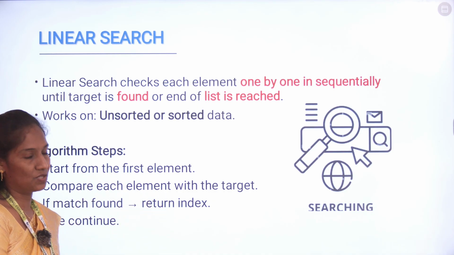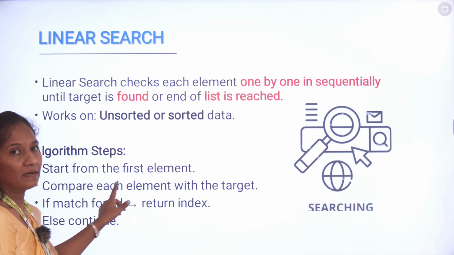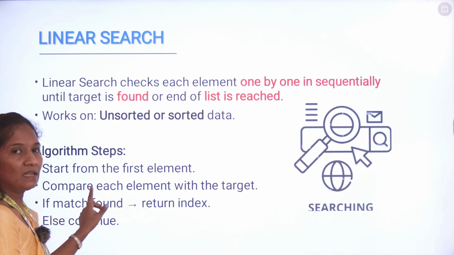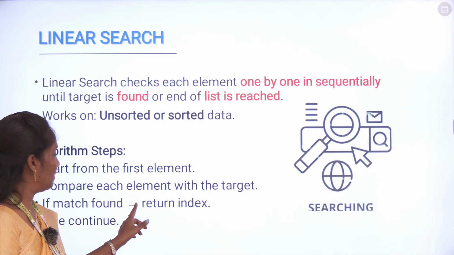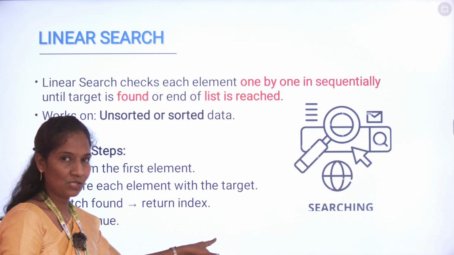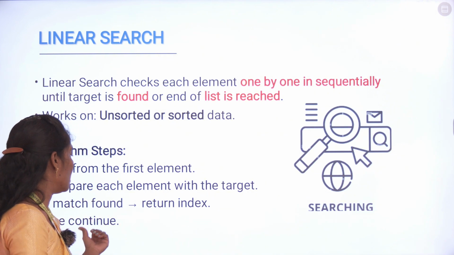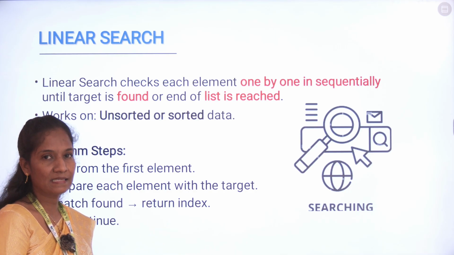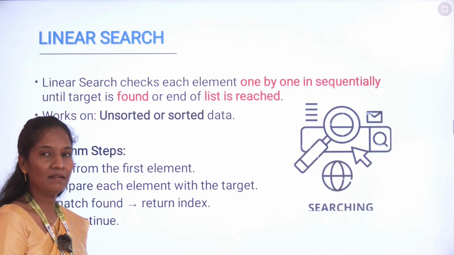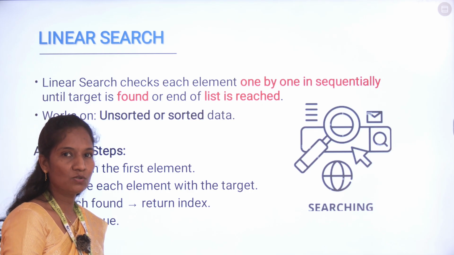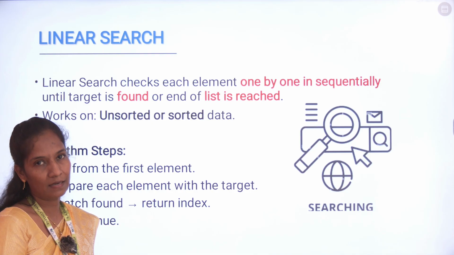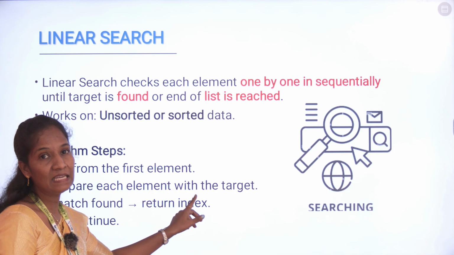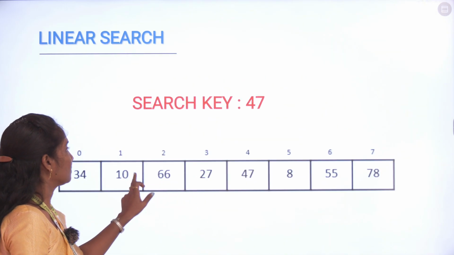The algorithm says that we have to start from the first element for doing the searching in linear search. Then we compare each element with the target element. If a match has been found, we return the index value. If not, we continue with the same procedure. We move to the next element, and if the match is found, we return the index value. If the match is not found, again we move to the next element by increasing the index value. So this is the process of the linear search algorithm.